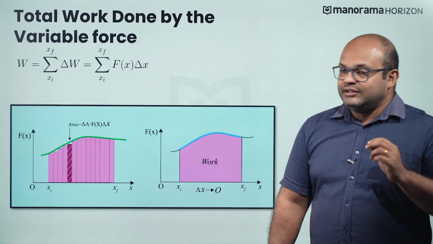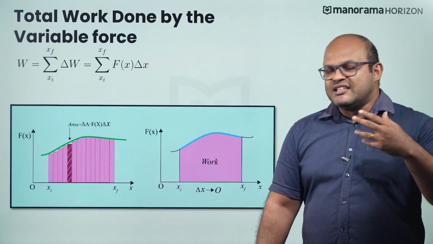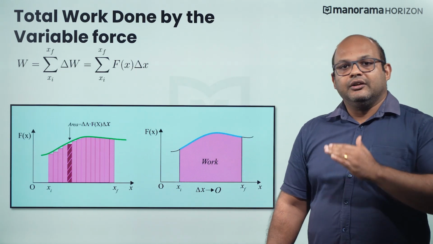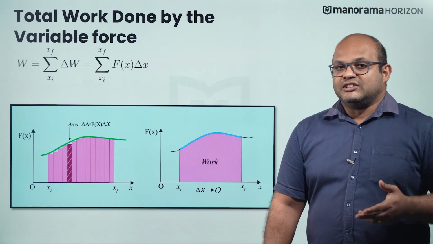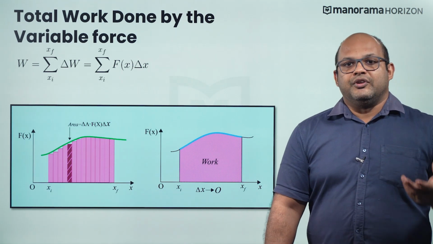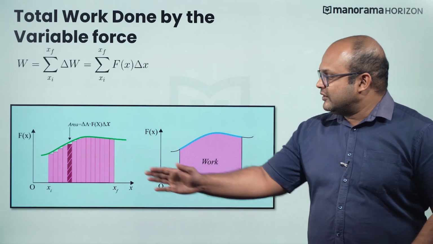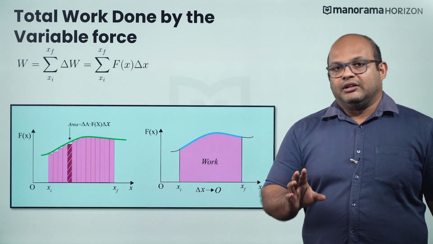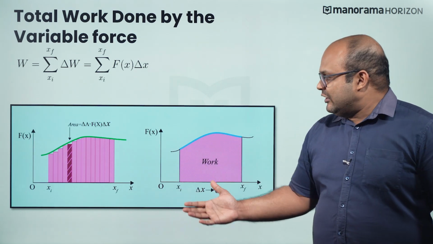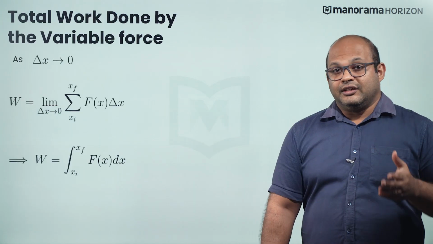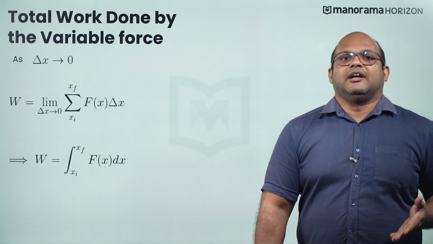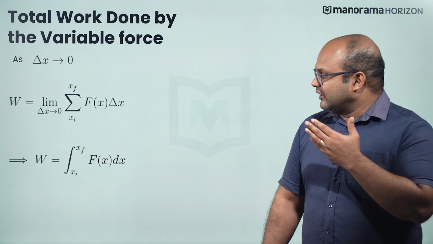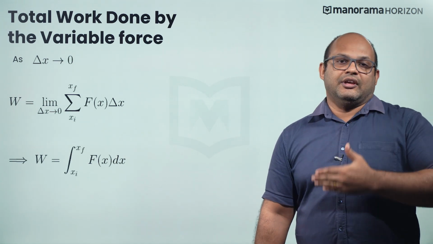The total work done by this variable force can be calculated simply by adding up all the areas of these individual rectangles from xi all the way to xf. As the small displacement delta x approaches 0, the number of individual rectangles will keep on increasing without limit. However, the total value of the work done, or the total value of the area, will be equal to the area under this curve. Therefore, we can conclude that the work done by a variable force can be expressed as a definite integral of the force over the given displacement from xi to xf.